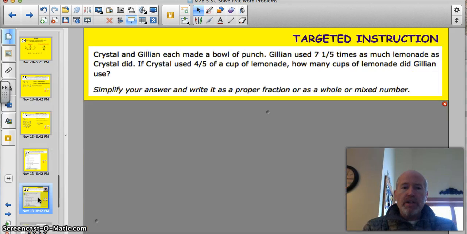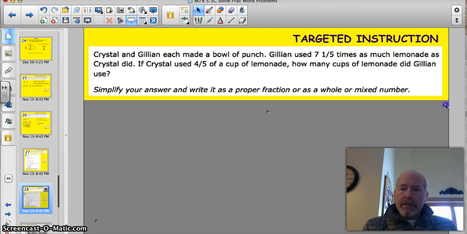All right, last question before the ticket. Crystal and Jillian made a bowl of punch. Jillian used 7 1/5 times as much lemonade as Crystal did. If Crystal used 4/5 of a cup of lemonade, how many cups of lemonade did Jillian use? Simplify your answer. Write as a proper fraction, or as a whole or mixed number. Go ahead and pause it and try this.